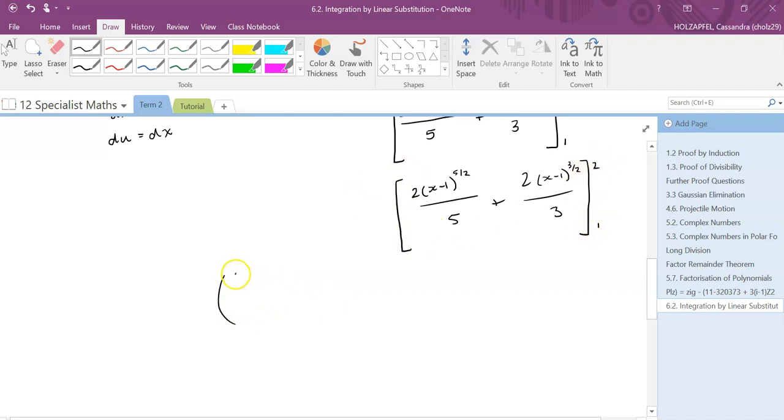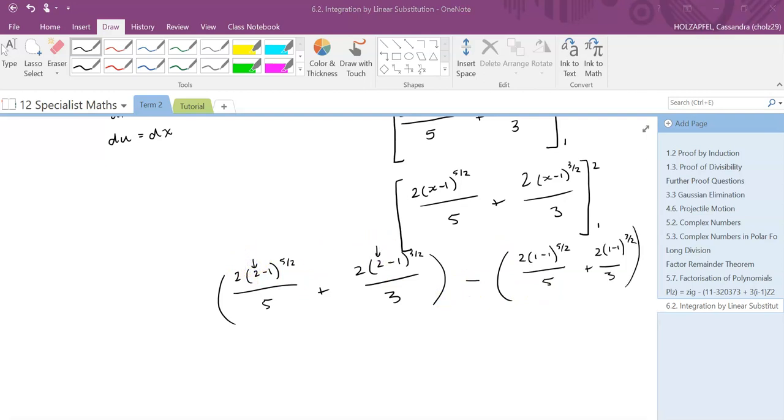So this is going to be 2 lots of 2 minus 1 to the power of 5 over 2 plus 2 lots of 2 minus 1 to the power of 3 over 2 over 3, minus that exact same thing, except instead of the 2, it's going to be a 1 now. Again, I wouldn't write that plus c because I would have plus c in this part of the equation, and I would have plus c in this part of the equation. C minus c is just going to cancel out, so there's no point even putting it in there.